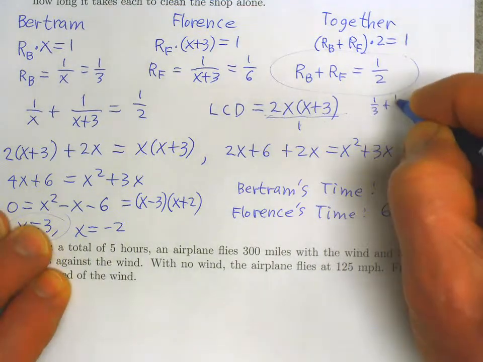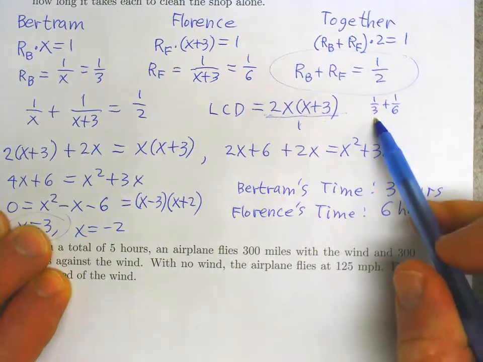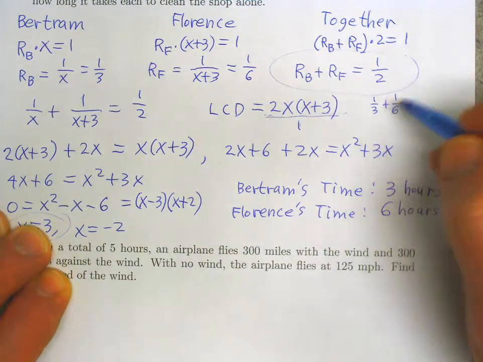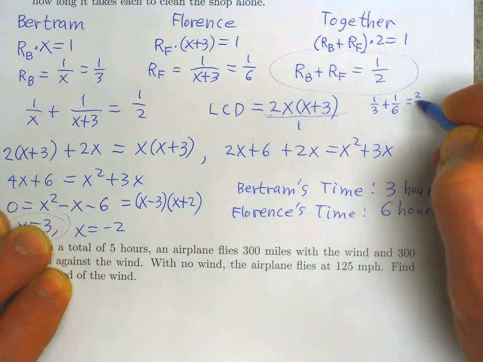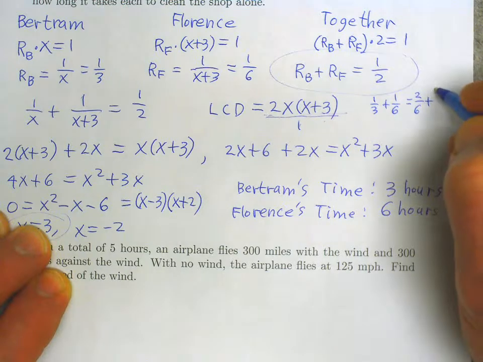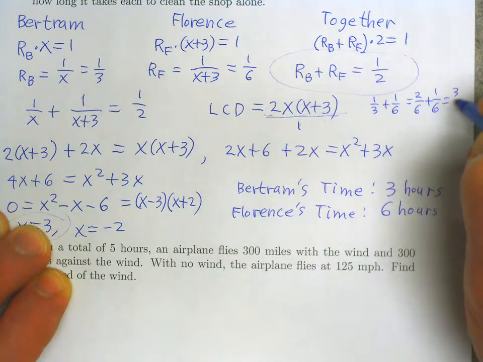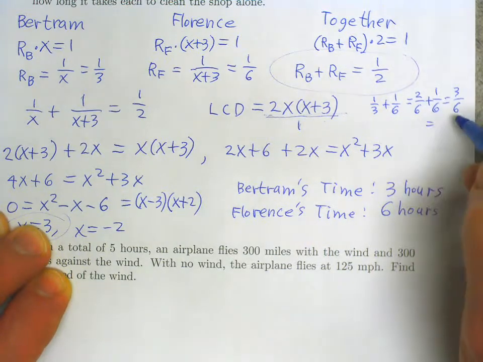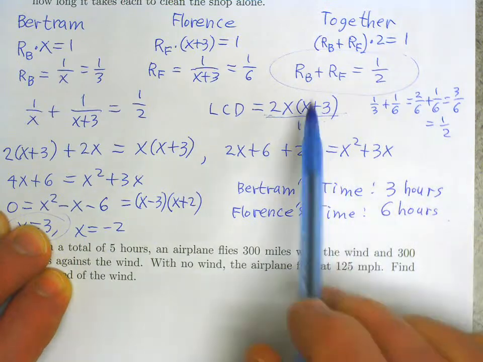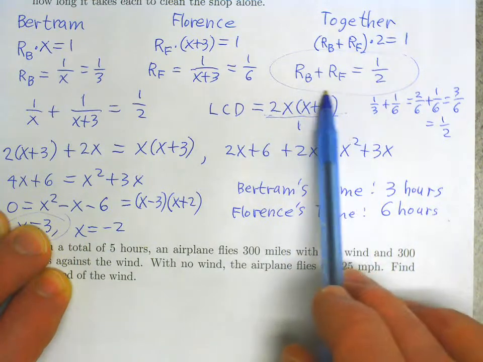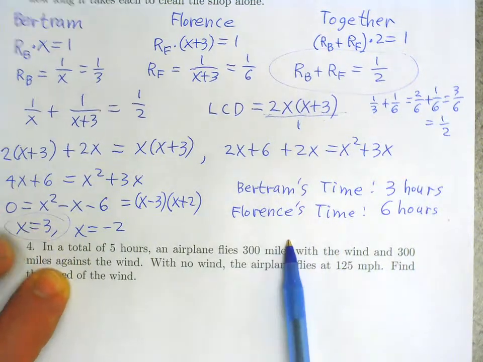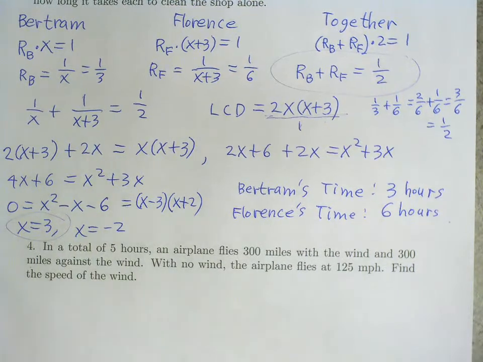1/3 plus 1/6, common denominator is 6, so rewrite 1/3 as 2 over 6. 2 over 6 plus 1 over 6 is 3 over 6, and 3 over 6 is 1/2. So that verifies that we have the right numbers. Okay, let's move on to the next problem.